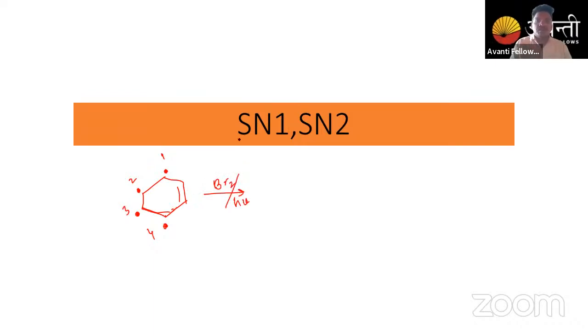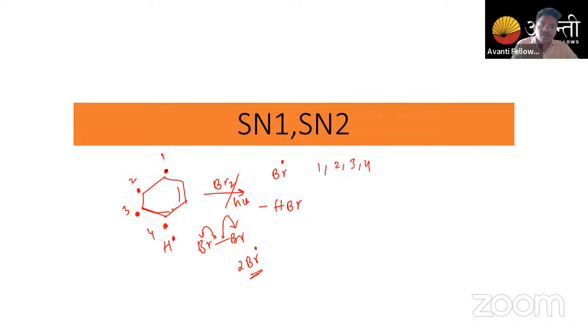The reason is that the bromine and bromine will undergo propagation by forming 2 Br radicals. Now how is the free radical forming here? By releasing one H free radical. This H radical and one Br radical will move away as HBr. Now you have one Br radical, and it can attack at position 1, 2, 3, or 4. But if you see clearly, attack at 1 or at 4 gives the same product.